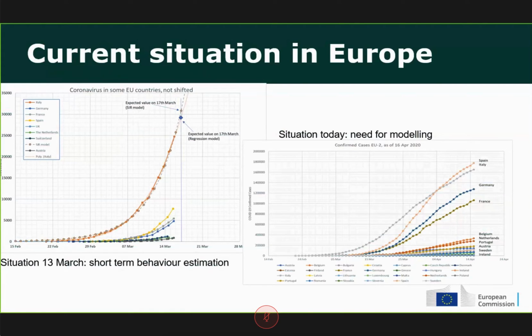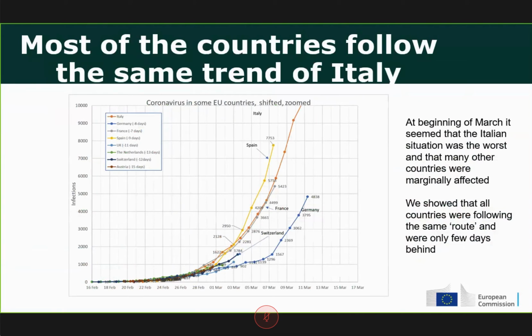Today is much more complicated because now we need real modeling tools. It is no longer exponential. There were a lot of interventions that completely changed the behavior. So you need a real modeling tool that can take into account both the epidemiology and the intervention measures that have been put in place in order to contain the emergency.